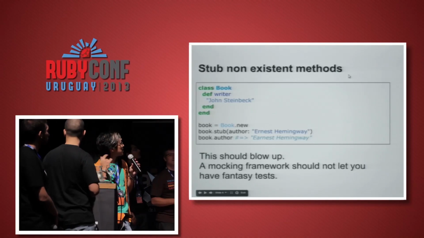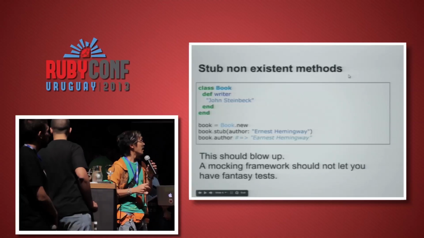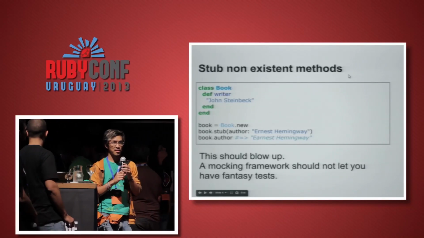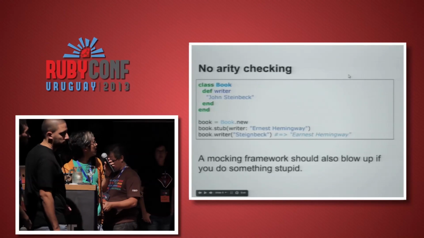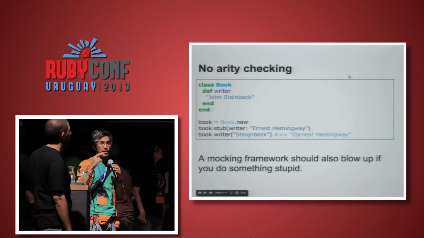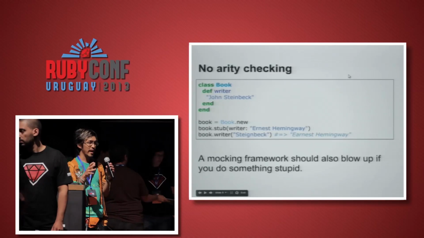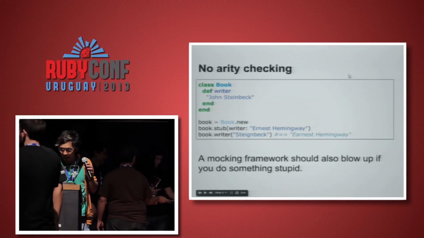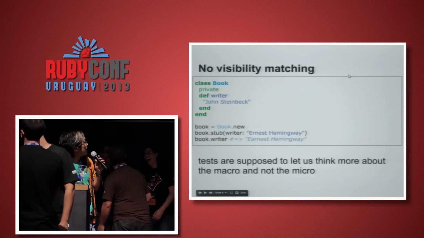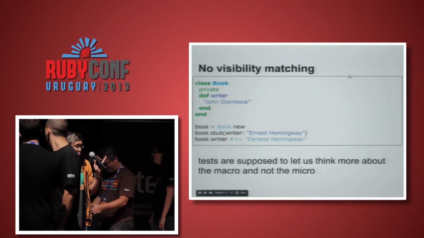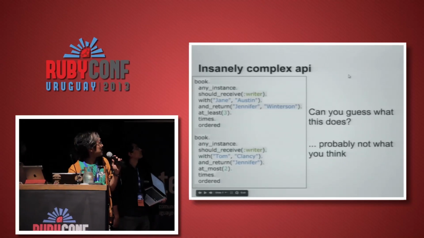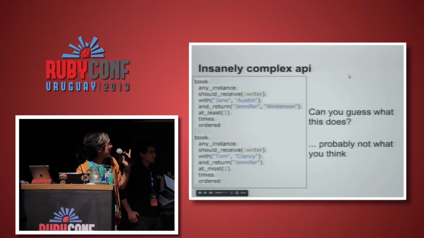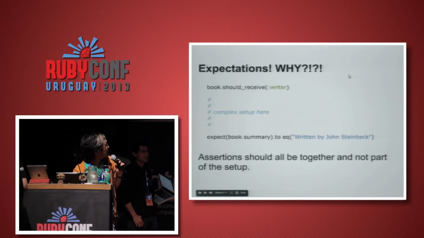So stub. But the reason they suck is because you can stub non-existent methods for most of the part. With RSpecMocks, you can just stub anything and it won't fail, and you can just have all these fantasy tests. No arity checking, so even if the method does exist and you put in the wrong arity, it will not blow up, as it should. It doesn't do any visibility matching, so even if you have a private method, you stub it, it'll still work. And it has an insanely complex API that really doesn't do what you think it does.